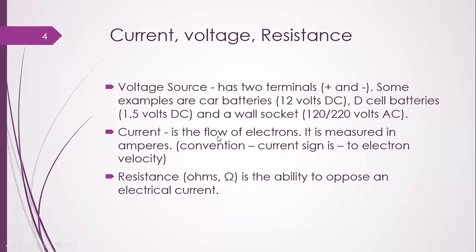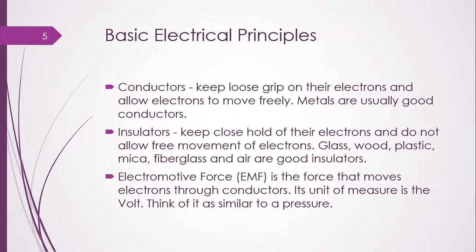Further, current is the flow of electrons. The rate of flow of charge is also called electric current. It is measured in ampere. Conventional current sign is opposite to electron velocity. And last, the resistance, which is measured in ohm, is the ability to oppose an electric current. That capability of a particular device or a particular component we call resistance.